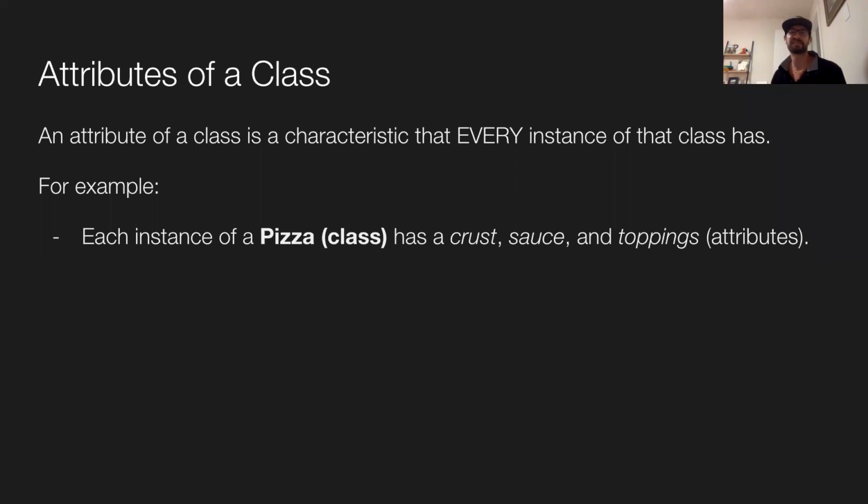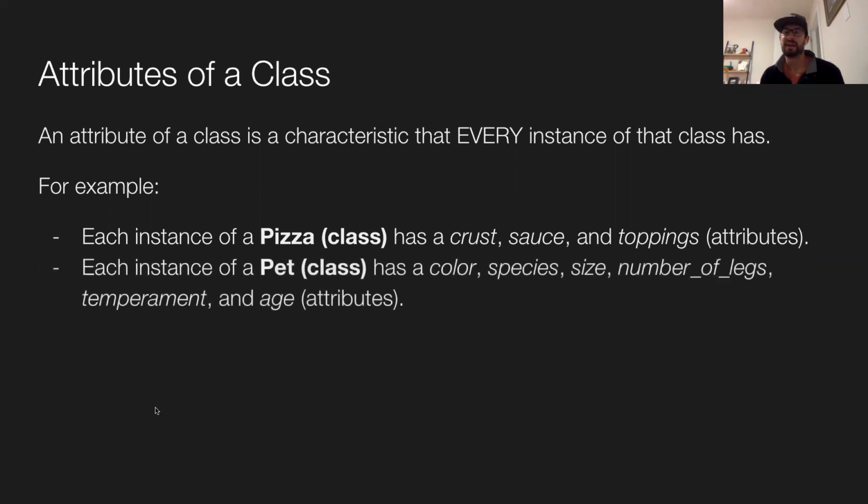So each instance of a pizza class has crust, sauce, and toppings attributes. Each instance of a pet class has a color, species, size, number of legs, temperament, and age.